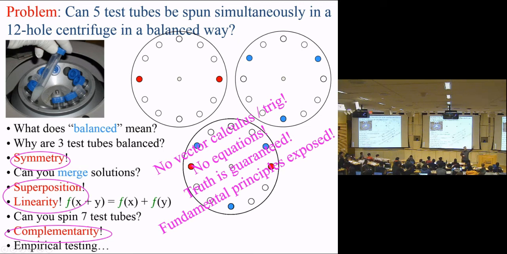How many say yes? How many say no? How many say yes? Good, there's more hands. Why? Why is now that question is easy? 23 test tubes, 360 holes. It's a giant, big centrifuge. But yeah, it could work. Why?